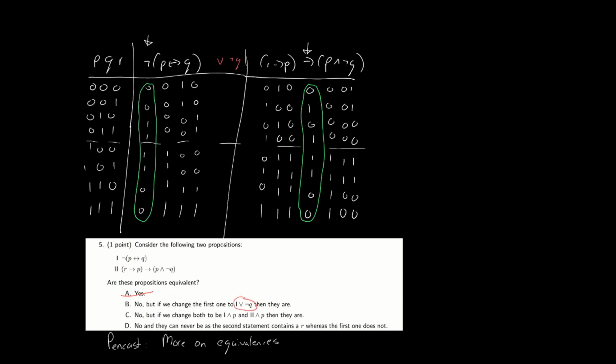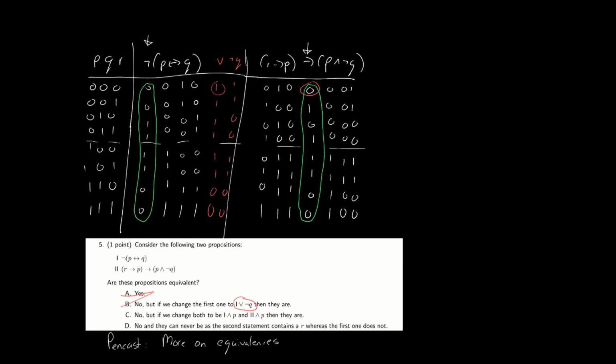Now answer B says, how about we add not or not Q to the left one? What happens? Well, the bottom half of the truth table remains the same, which is good because they are already equal. But the top half becomes only ones, and this is not what we want. So answer B is also false.